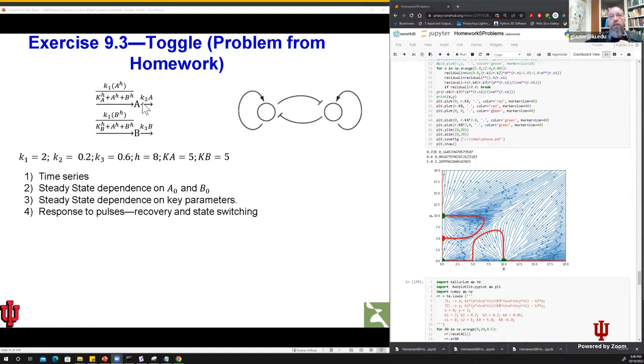How do you turn off the autocatalysis? Let's look at this circuit here. Let's see, I've got to be careful about this. Is this going to work? A inhibits B.